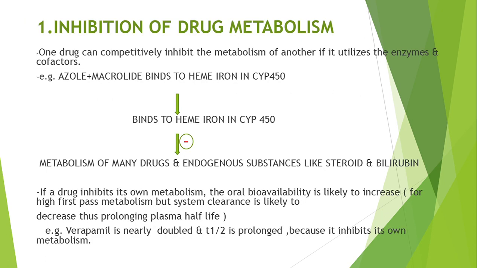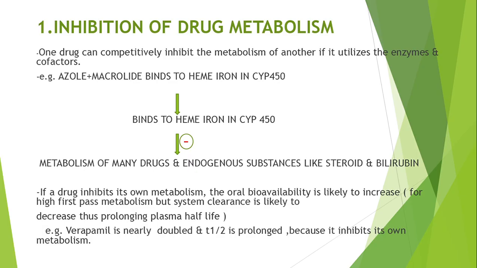Then inhibition of drug metabolism. One drug can competitively inhibit the metabolism of another if it utilizes the same enzymes and cofactors. For example, azoles and macrolides bind to heme iron in CYP450 and inhibit the metabolism of many drugs and endogenous substances like steroids and bilirubin.